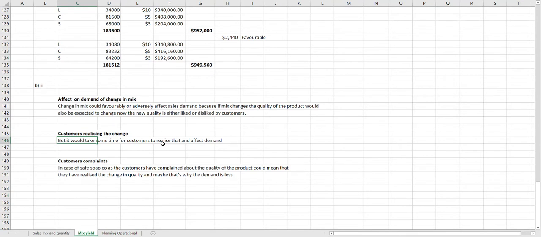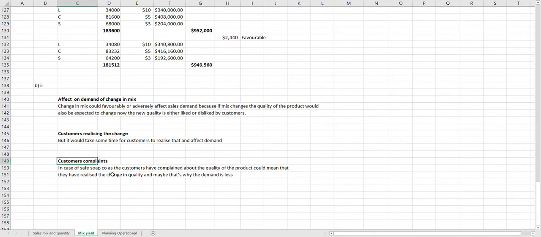So sometimes what happens is, like the sales manager was not able to achieve the sales demand, so maybe he has found a reason to blame. And he's saying that the demand has decreased because there is a change in quantity. Without evidence, it would not be justified. But because there are already complaints received from the customers, we could say that his claim could be justified: whenever there is a change in quality, it could affect the demand. So this is mix and yield variance.